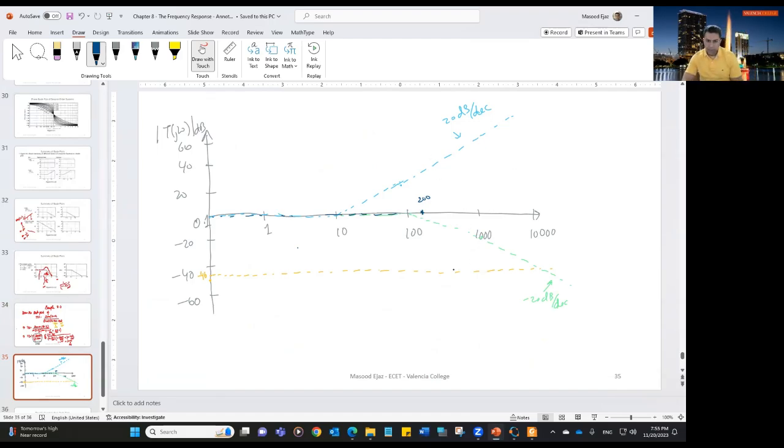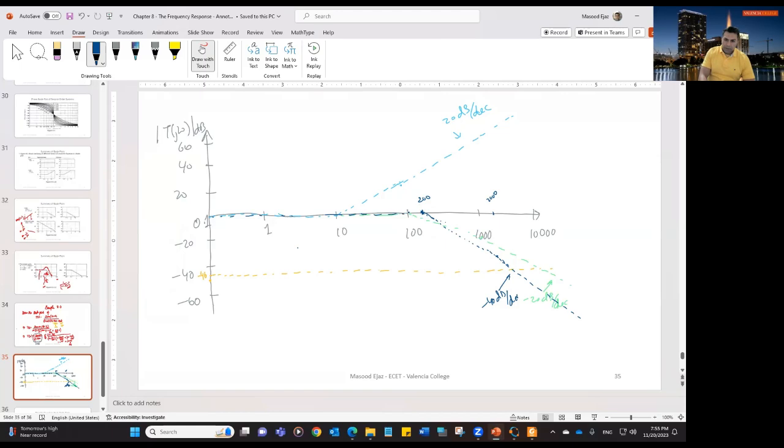And then it's going to become 40 at 2000. Let's assume, because I'm just drawing it freehand, at 40 right here. Okay. So asymptotically, it's going to go along that line eventually. Negative 40 decibel per decade.